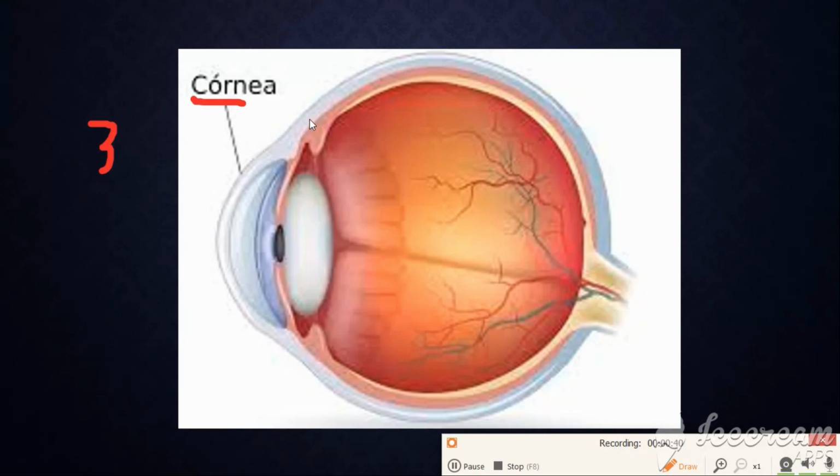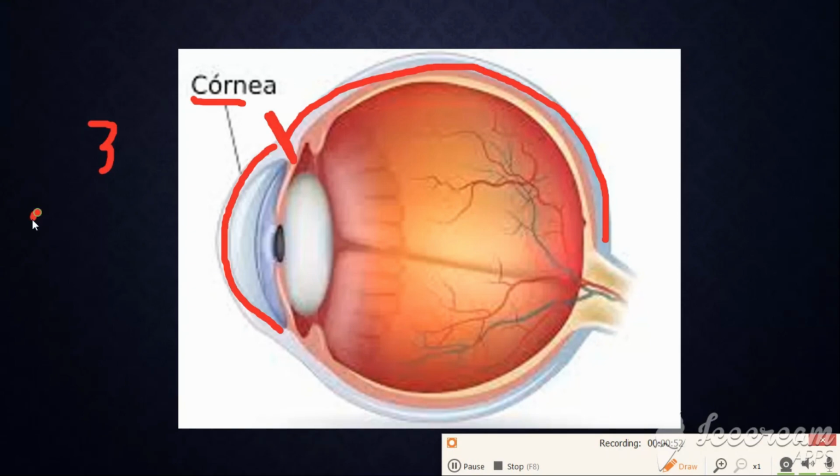The outermost layer has two parts. This part is the sclera and this part is the cornea, and this part is the limbus. Now this is a sphere, and 5/6 of that sphere is this part that is known as sclera, and the anterior 1/6 is cornea.